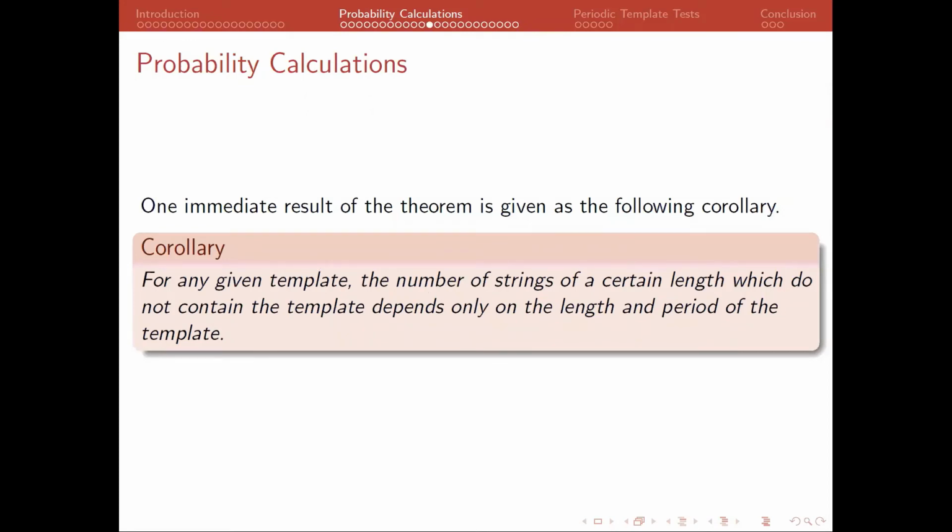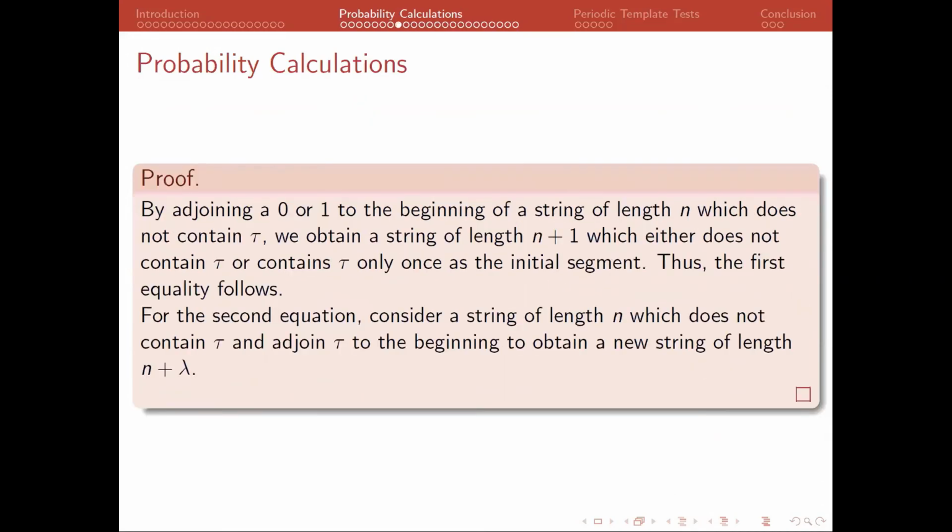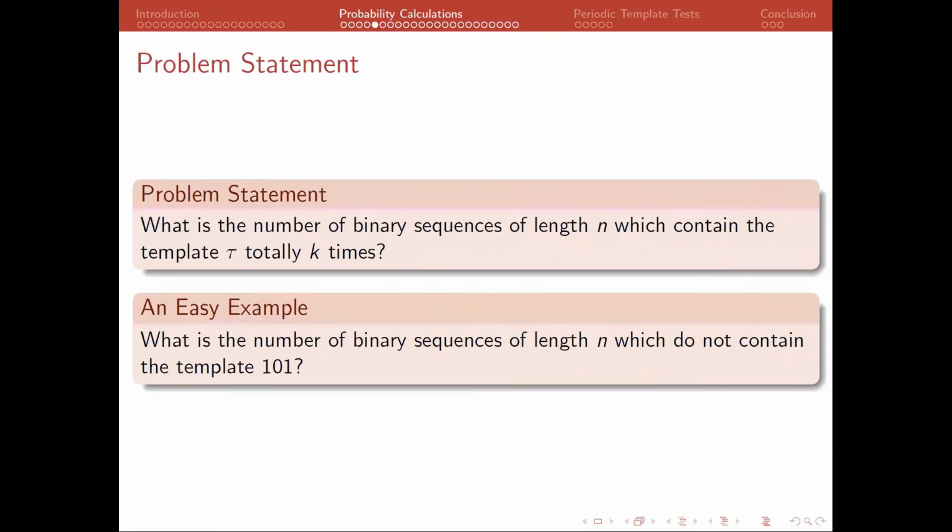For any given template, this number only depends on the length and the period of the template. So if, for example, the length of the template is 9 and the period is 3, there are many different templates for that one. The probability is the same for all of them. So we need to evaluate different probabilities. And also to apply probability calculations, we need the corollary.